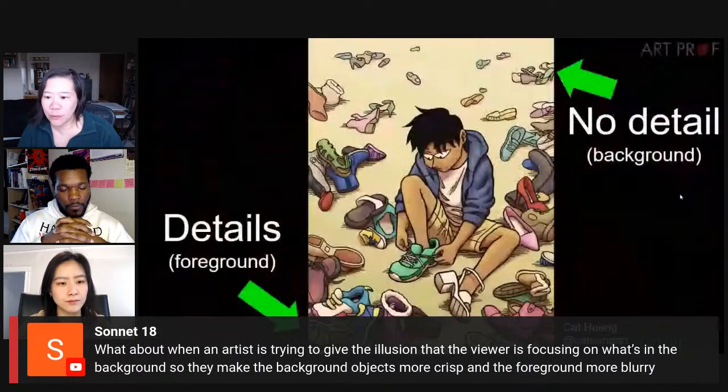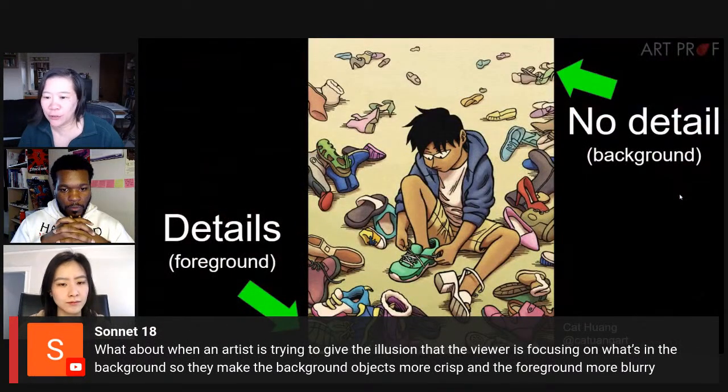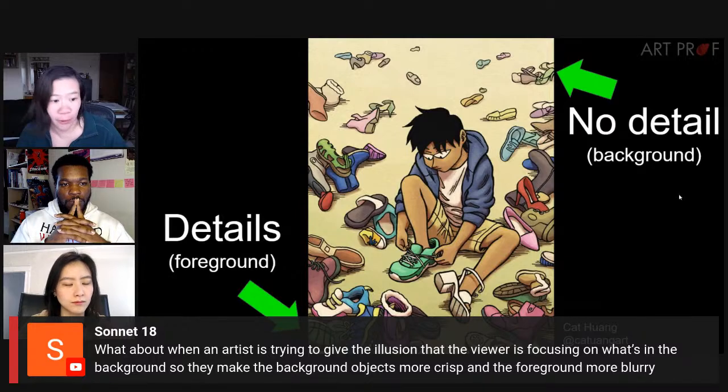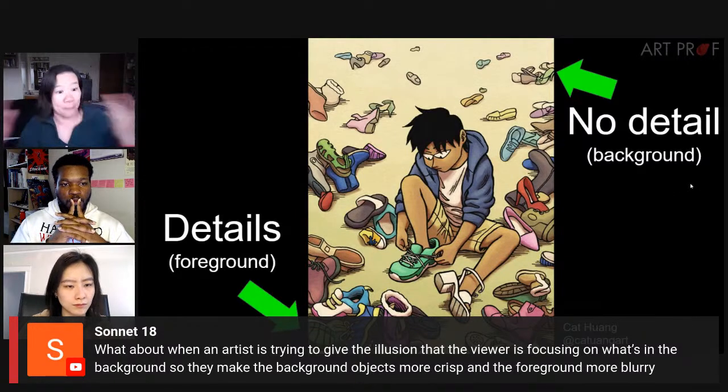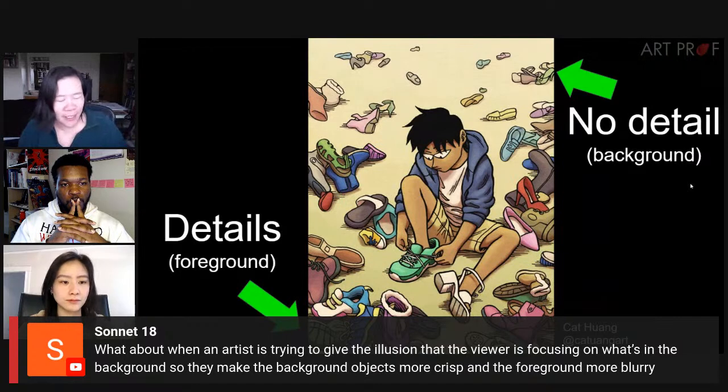Sonnet says, what about when an artist is trying to give the illusion that the viewer is focusing on what's in the background, so they make the background objects more crisp and the foreground more blurry? Okay, so Sonnet is talking about the opposite. Let's say we flip it. So the foreground is blurry and the background is not.